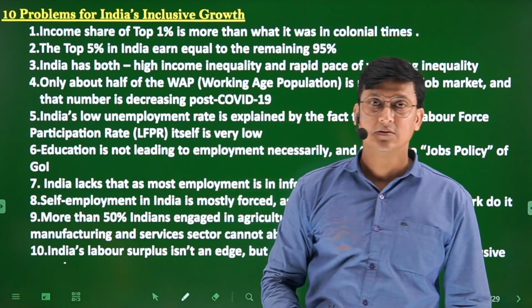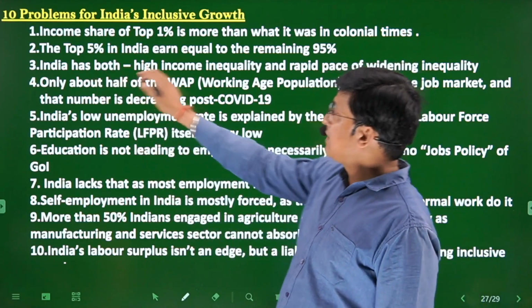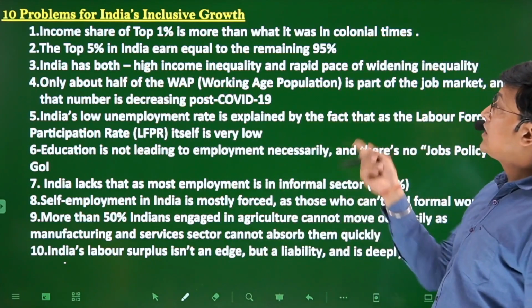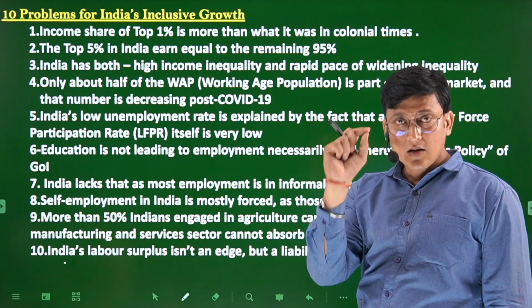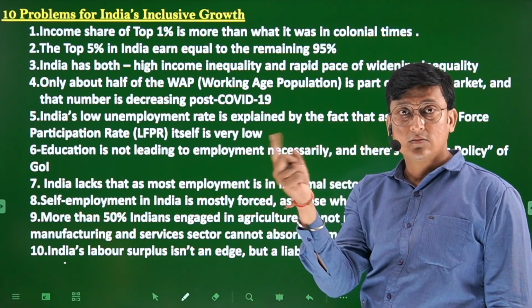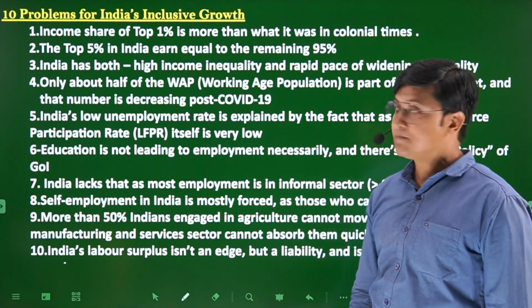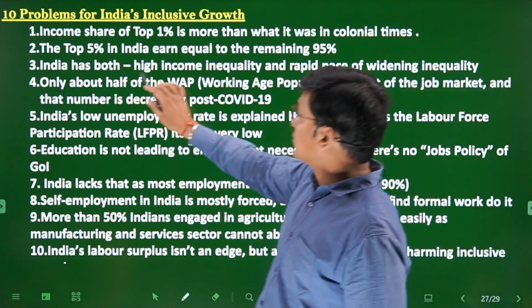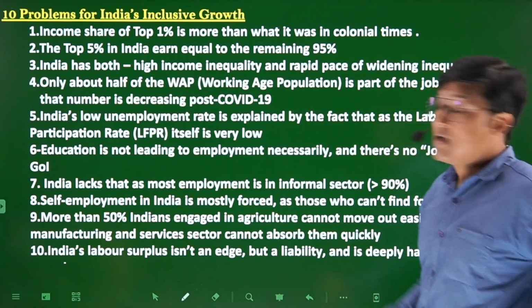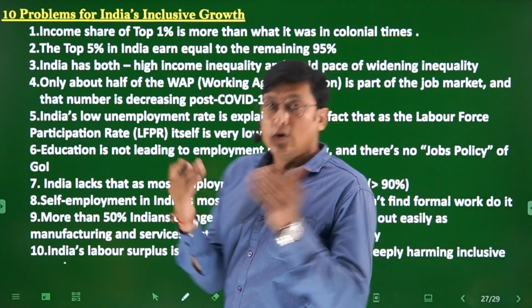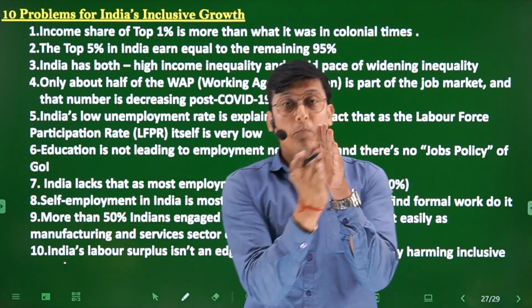compared to colonial times. The top 5% in India earns equal to the remaining 95%. 5% of the top people are earning more than 95% of what the Indian population is getting. India has both higher income inequality and rapid pace of widening inequality. भैया देखिए, ये inequality तो है ही, दूसरा inequality बढ़ रही है.